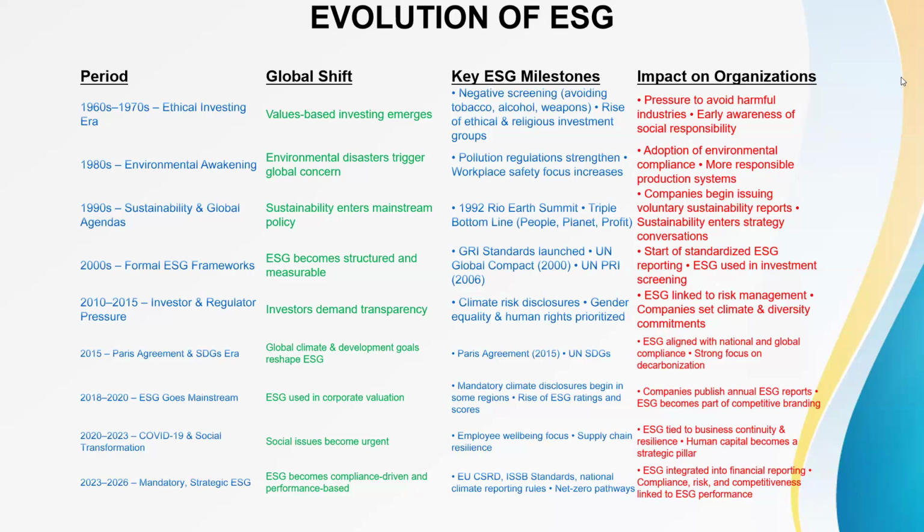In 2023 to 2026, next year, ESG has become mandatory. It has become strategic. You don't just carry out ESG, but you carry out strategic ESG. ESG becomes compliance driven and performance based. We go to international standards and national climate reporting requirements. We go to net zero pathways. ESG is integrated into financial reporting. When organizations are disclosing their financial reports, maybe at the end of the year, at annual general meetings, ESG is integrated and becomes part of it. It becomes part of compliance, risk, and competitiveness, linked to ESG performance.